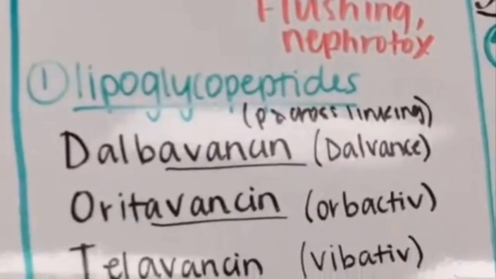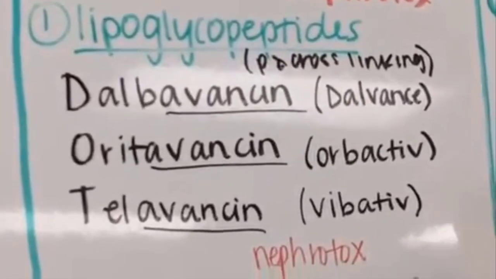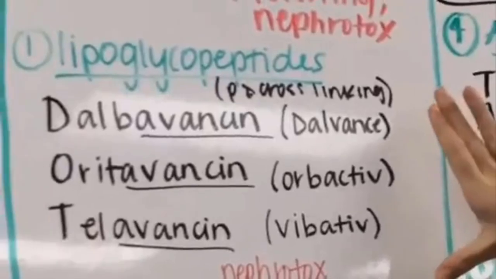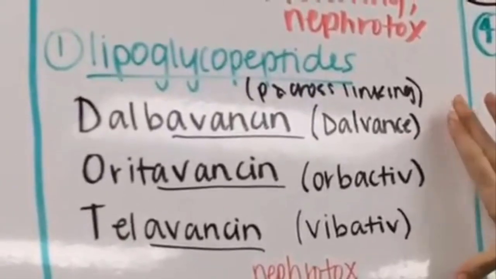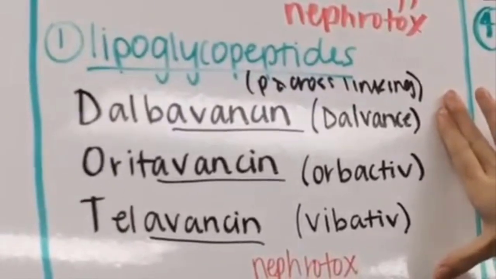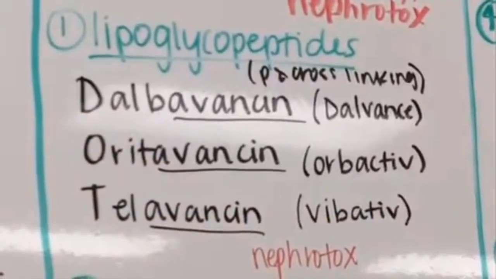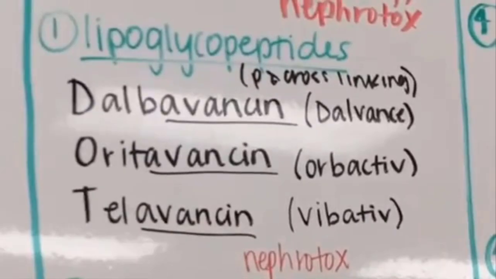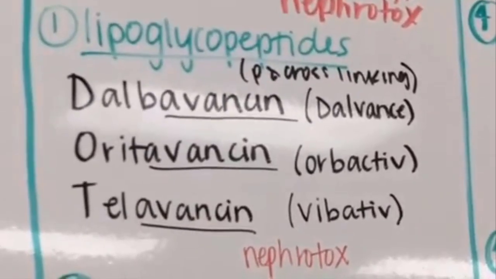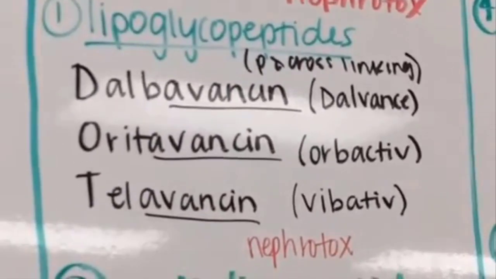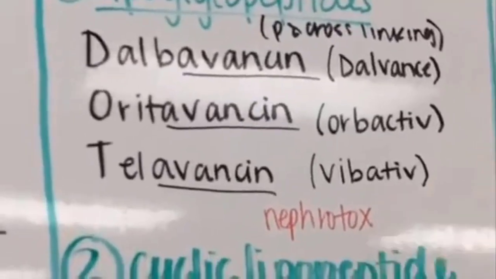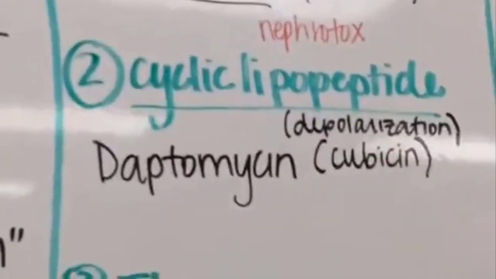And then the last cell wall synthesis medication that we'll focus on is going to be the lipoglycopeptides. And these are going to be our vancins. So again, this spells out DOT is the way that I like to remember it. So we have dalbavancin, oritavancin, and telavancin. And again, we're going to worry about the nephrotoxicity with these medications as well.